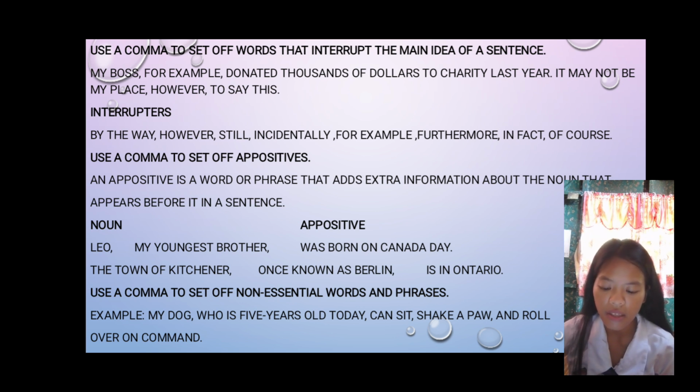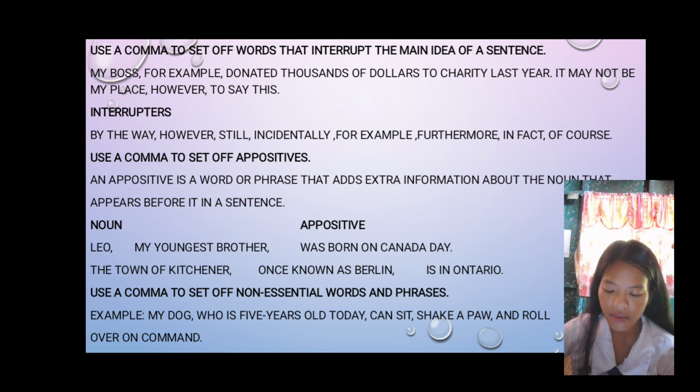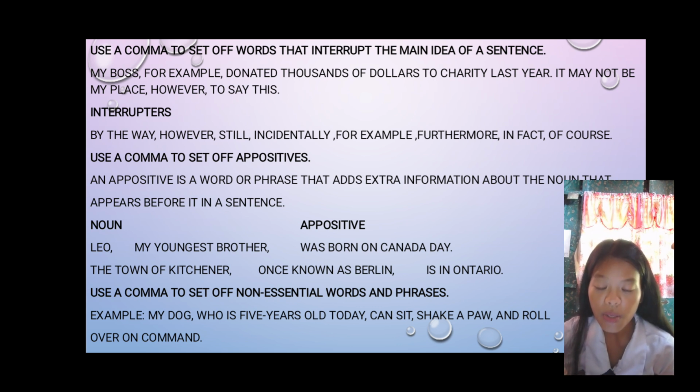Use a comma to set off appositives. An appositive is a word or phrase that adds extra information about the noun that appears before it in a sentence. Noun: Leo. Appositive: my youngest brother. Leo, my youngest brother, was born on Canada Day. Use a comma to set off non-essential words and phrases. Example: My dog, who is 5 years old today, can sit, shake a paw, and roll over on command.